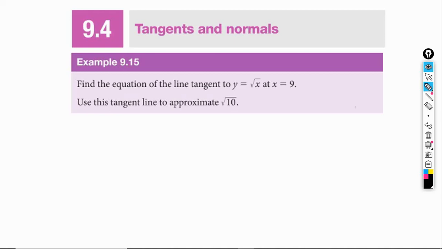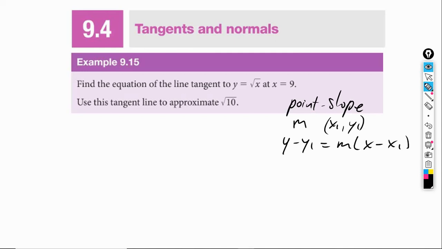Okay, so the first thing we need to recall is something called the point slope formula for lines. So the point slope formula says that if I have a slope m from a line and a point x1, y1 that lies on that line, then the equation can be written as y minus y1 is equal to m times x minus x1. So in order to find the equation of the line tangent to y equals square root of x, we need the slope and we need the point.